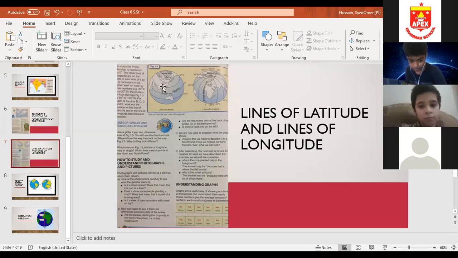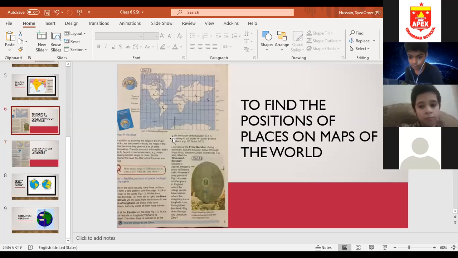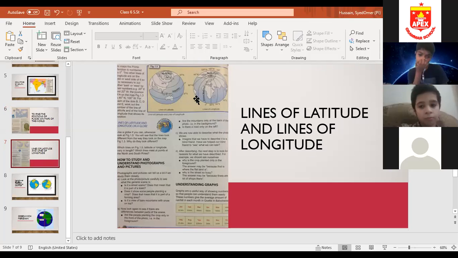So these are the lines, and if they're in the form of a globe, they look like this, and if they're in the form of a map, they look like this. Okay, figure 1.2. So if they are in the form of a globe, they look like this figure. Why do they look different? You know the answer. Because in this figure they are in the form of a globe, and in figure 1.3, they are in the form of a map.